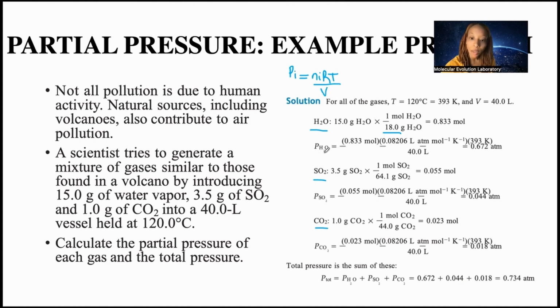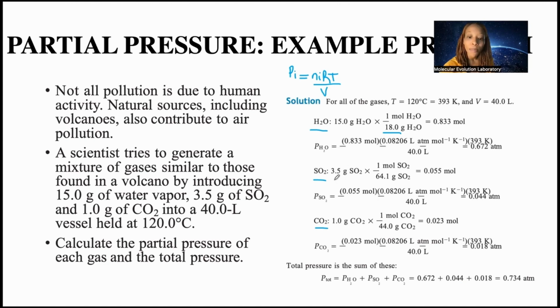So to find the partial pressure, we have 0.83 moles of H2O times the constant, which is 0.082 liter atmospheres per mole per Kelvin. We're given a temperature of 121 degrees Celsius, which is converted to 393 Kelvin. So this would be times 393 Kelvin divided by the volume, which is 40 liters. This gives us a partial pressure of 0.672 atmospheres of H2O.